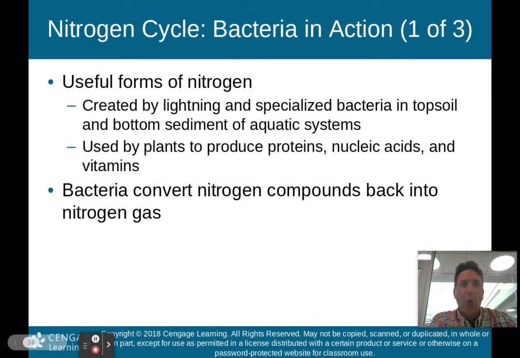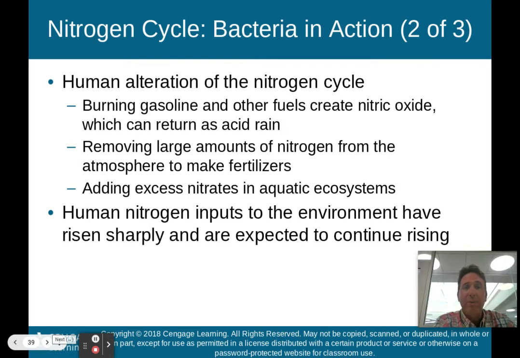All right, the next cycle we're going to talk about is the nitrogen cycle. And this is bacteria in action, those decomposers we were talking about. All right, so useful forms of nitrogen created by lightning and specialized bacteria in topsoil and bottom sediment of aquatic systems. That nitrogen then is used by plants to produce proteins, nucleic acids, and vitamins. Bacteria convert nitrogen compounds back into nitrogen gas, okay? That again can potentially be used. Now, humans are altering the nitrogen cycle. We're burning gasoline and other fossil fuels that create nitric oxide, which can return as acid rain.